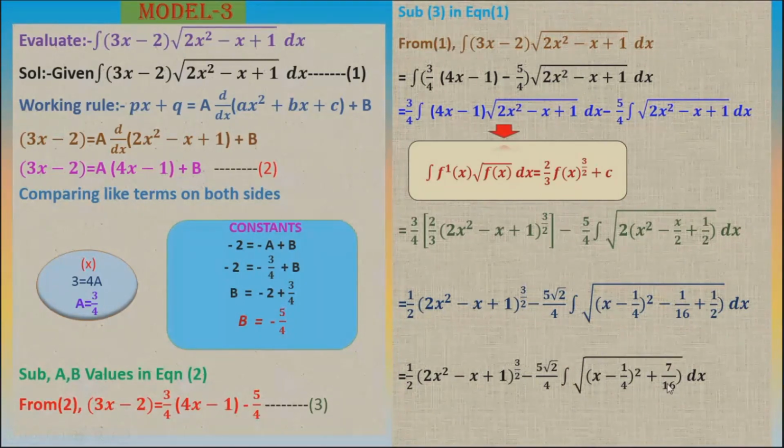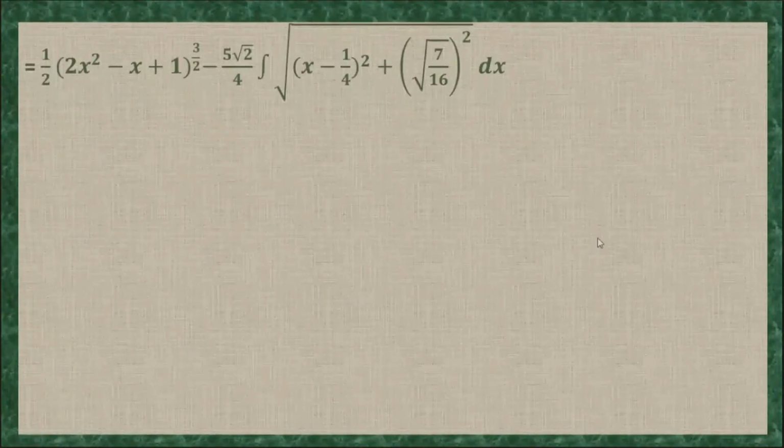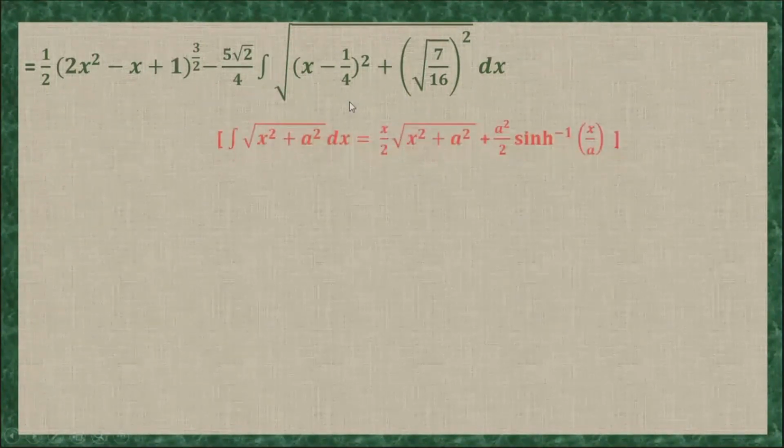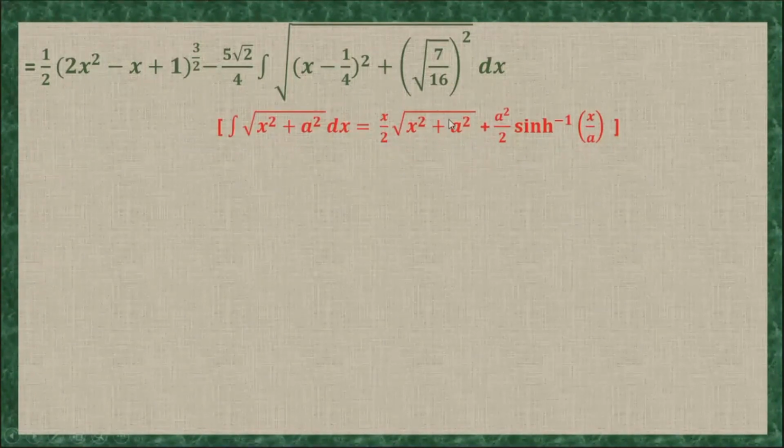Right. Now write 7 by 16 as a square. So how can we write this? Root 7 by 16 whole square. So I am writing, see here, root 7 by 16 whole square. The remaining steps are the same as the step before. So I am just replacing this one here with root 7 by 16 whole square. Next, now it is in the form of, which form is it? Integration of root x square plus a square is nothing but x by 2 into root x square plus a square, plus a square by 2 into sin h inverse of x by a.